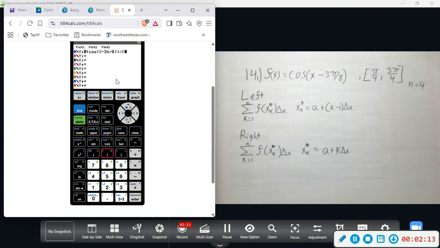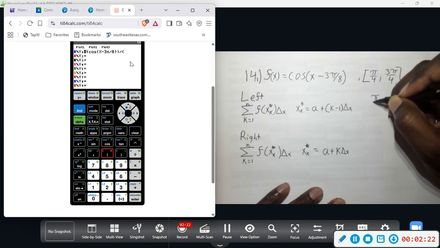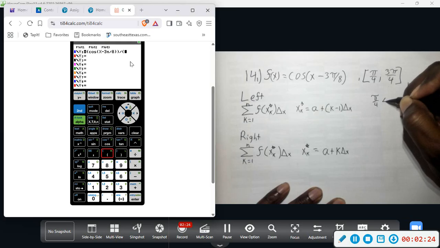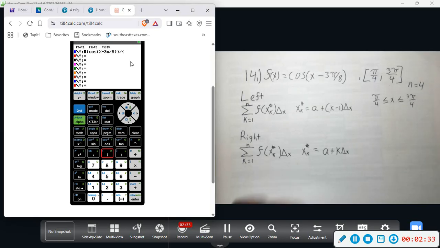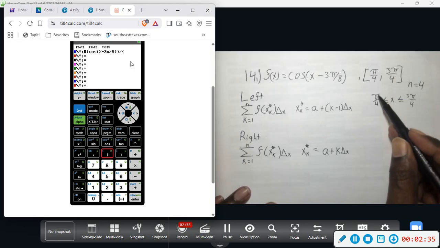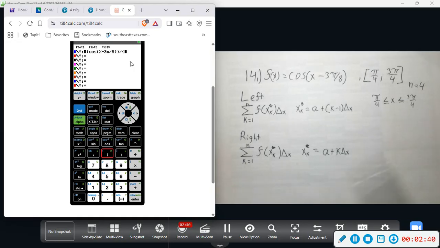So basically, we don't use the double-sided inequality. We have to do it one at a time. So that means normally we would write this as pi over 4 is less than or equal to x, and x is less than or equal to 3 pi over 4. So we can still do it the same way. Pi over 4 is less than x, and then we can say x is less than 3 pi over 4, but we just have to do 2 separate ones.